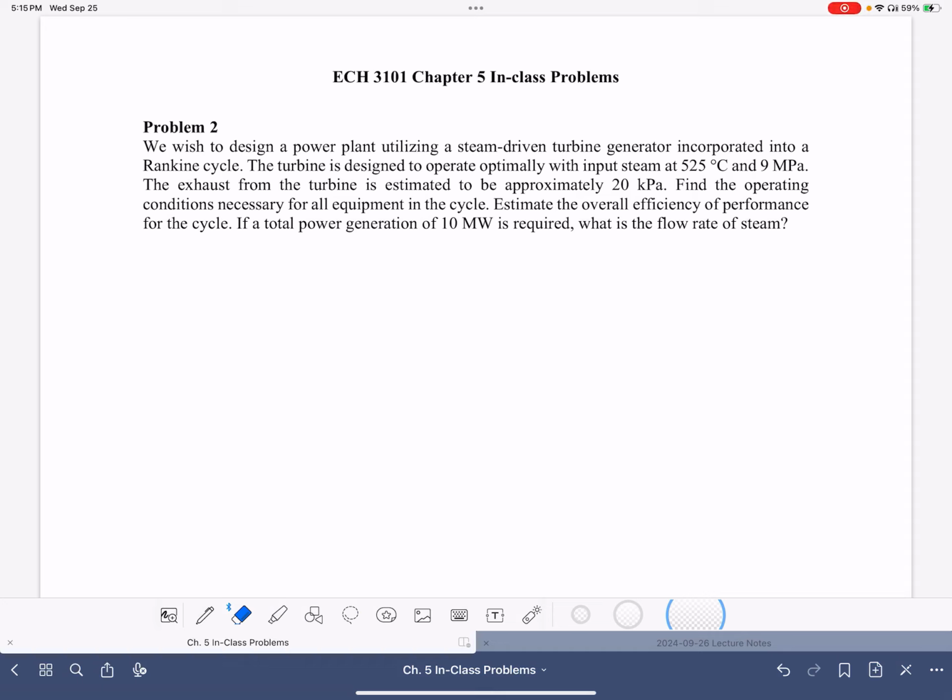In Chapter 5 in Class Problem 2, we're going to go over how to analyze a Rankine cycle. In this problem, we're dealing with a power plant that uses a steam-driven turbine generator that's incorporated into a Rankine cycle. And the turbine operates optimally, so that's an important keyword, where the input steam is going to be 525 degrees Celsius and 9 megapascal pressure. The outlet from the turbine, or the exhaust, is operating at a pressure of 20 kilopascals.